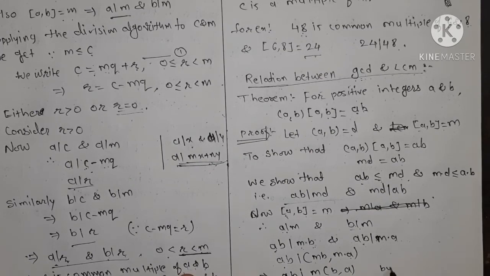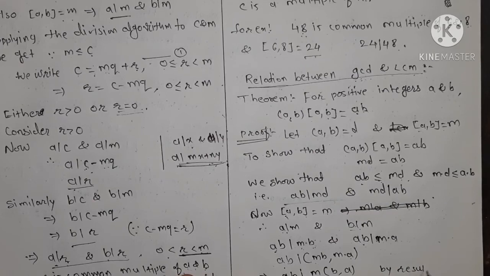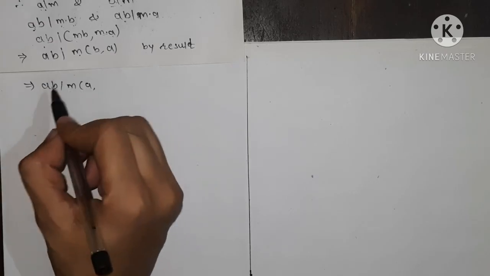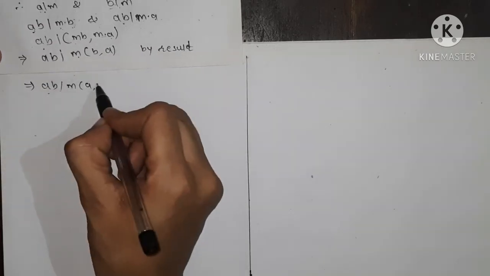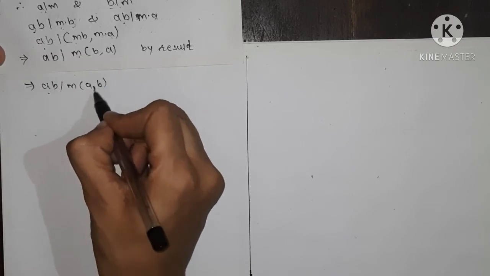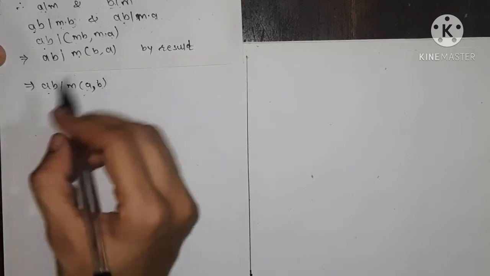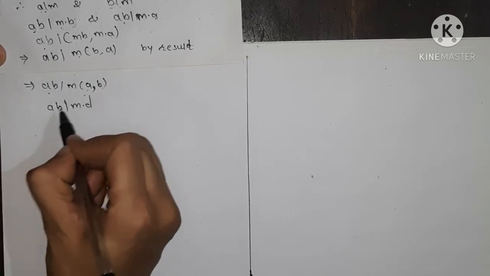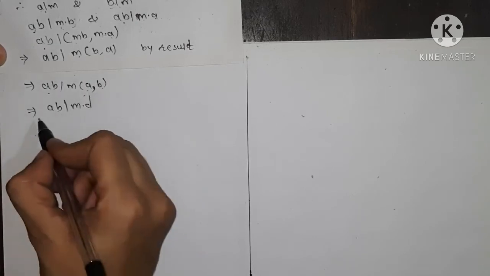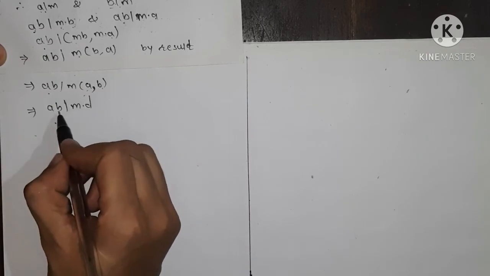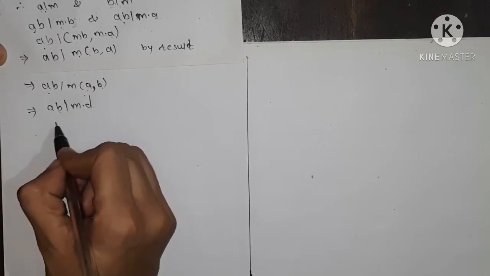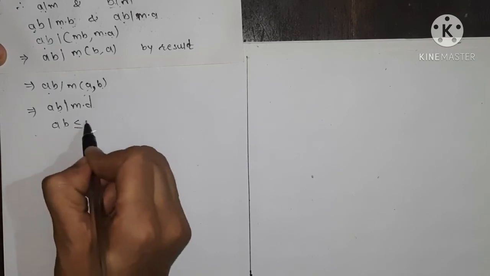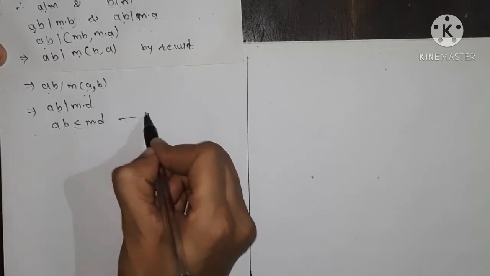This is by the result that we can take the common M from the GCD. So this is the same as AB divides M in bracket A comma B, that is GCD of A comma B, and GCD of A comma B is D. So AB divides M into D, and the division relation says that since AB divides MD, AB is less than or equal to M into D. We give this as equation number 1.